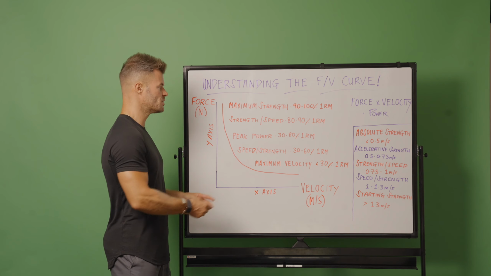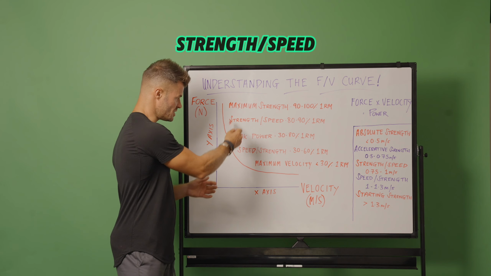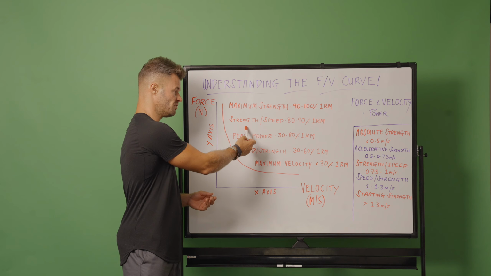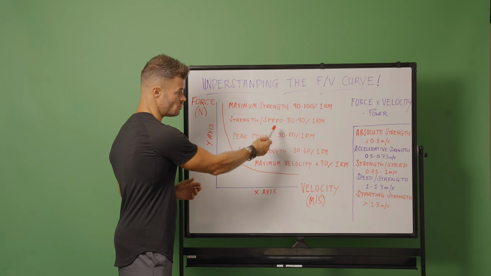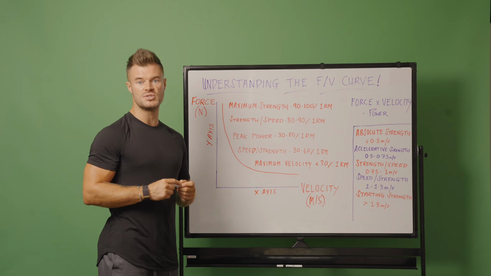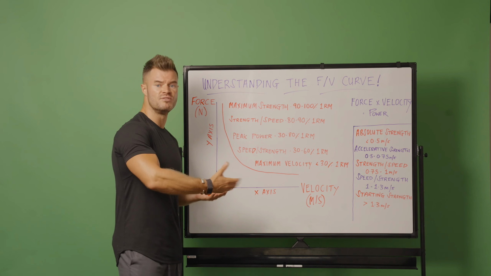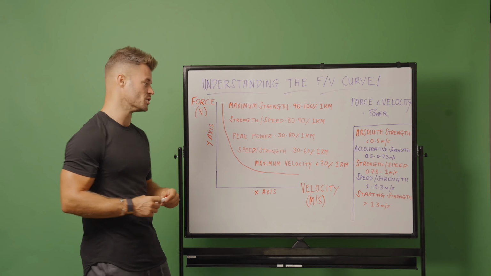So now, working down the curve, we move into strength speed. Notice the names here. We've got strength speed, peak power, speed strength, and max velocity. Strength first here means strength is going to be greater than speed. So therefore, we're going to be working 80 to 90% of 1 rep max. It's still a pretty heavy load, but the movement velocity is going to be quicker than max strength, the powerlifter, for example.